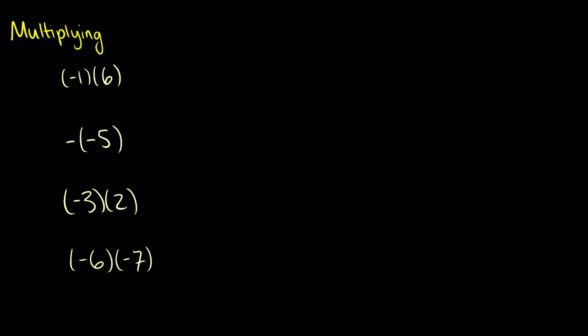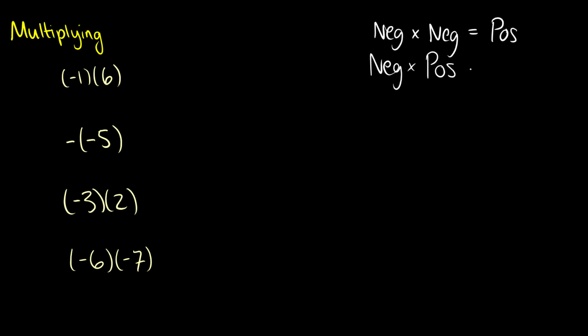Now what about when you multiply numbers? Well, there's a few rules we need to go over with multiplication, and these are going to be your lifesavers. When we have a negative times a negative, we're going to get a positive number. When we get a negative times a positive, we're going to get a negative number. And when we get a positive times a positive, we're going to get a positive number.